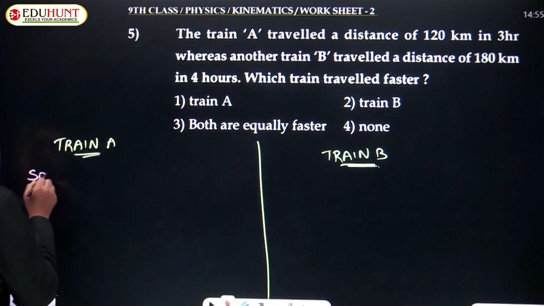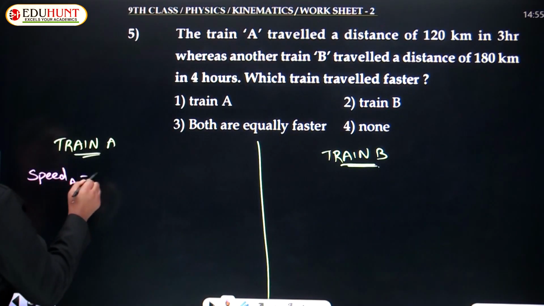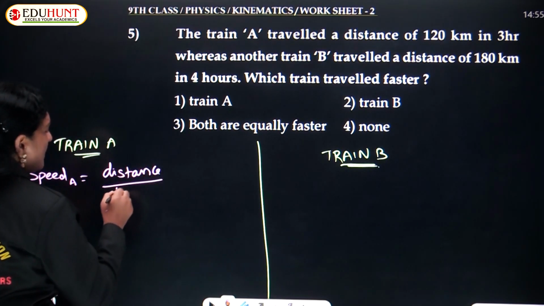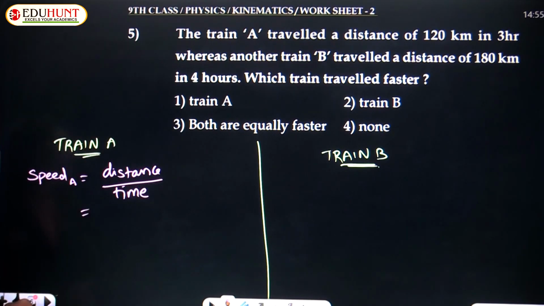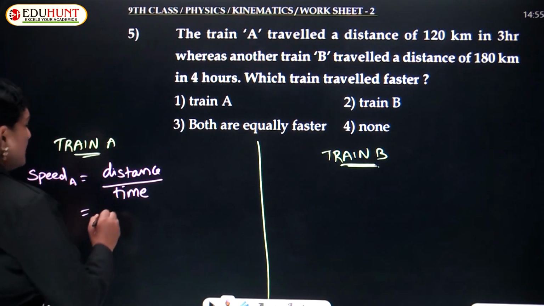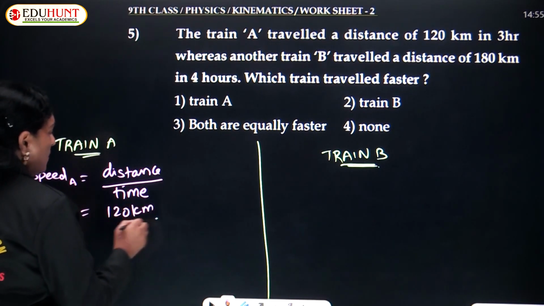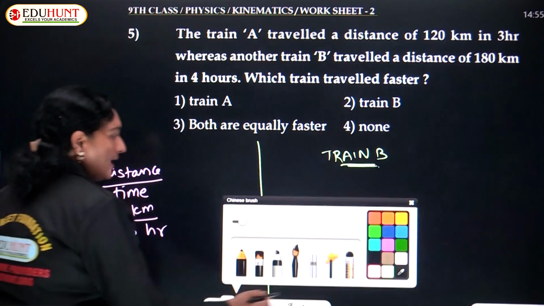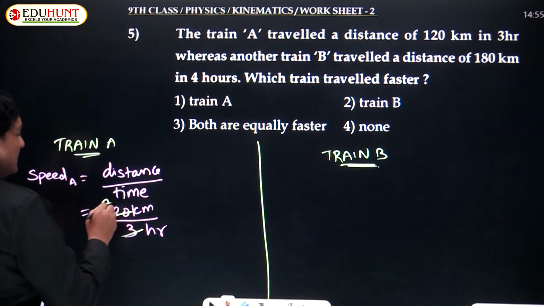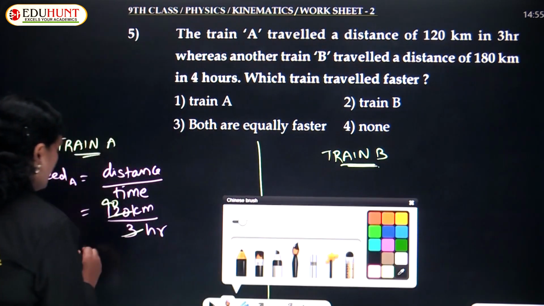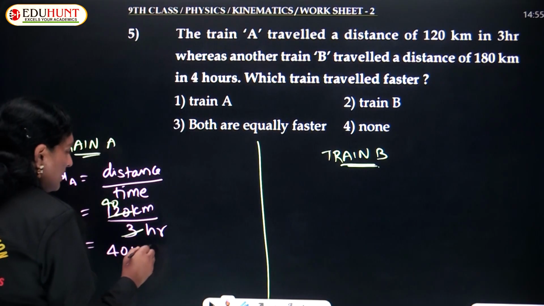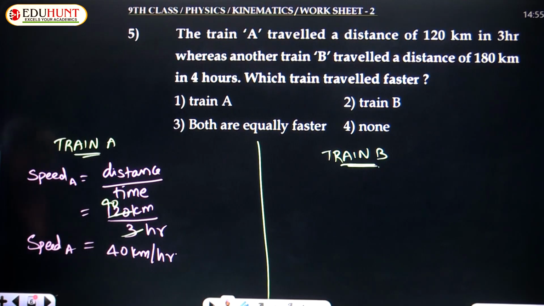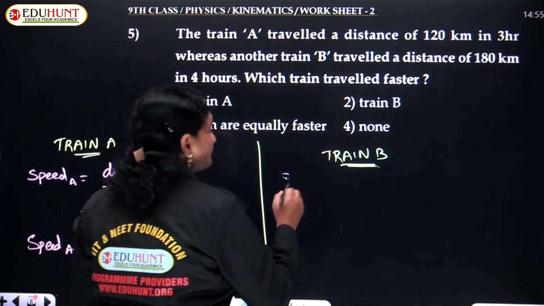So speed of train A is equal to the distance covered by train A to the time taken by train A. So how much distance has it covered? 120 kilometers upon time, which is 3 hours. Solving this, 3 goes 40 times, so your speed is found to be 40 kilometers per hour. Speed of train A is found to be 40 kilometers per hour.